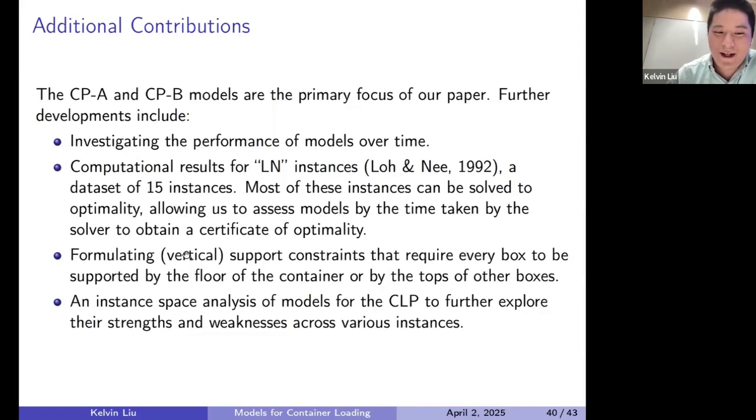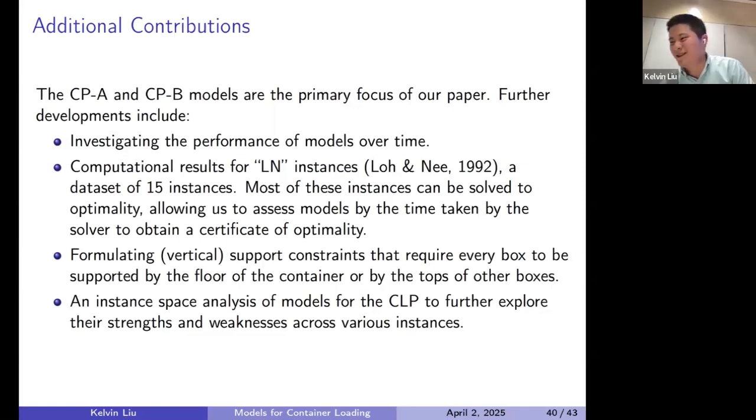Part 3 was we also formulated vertical support constraints, which I briefly discussed earlier. Essentially they ensure that boxes are supported by something underneath them, either the bottom of the container or the tops of other boxes. So I explained how you can formulate them in the constraint programming models, CPA and CPB, and also ran some experiments with them. We found that the solutions we obtained were not very good, but at least we demonstrated that theoretically we can model these constraints even if the solutions obtained are quite poor.